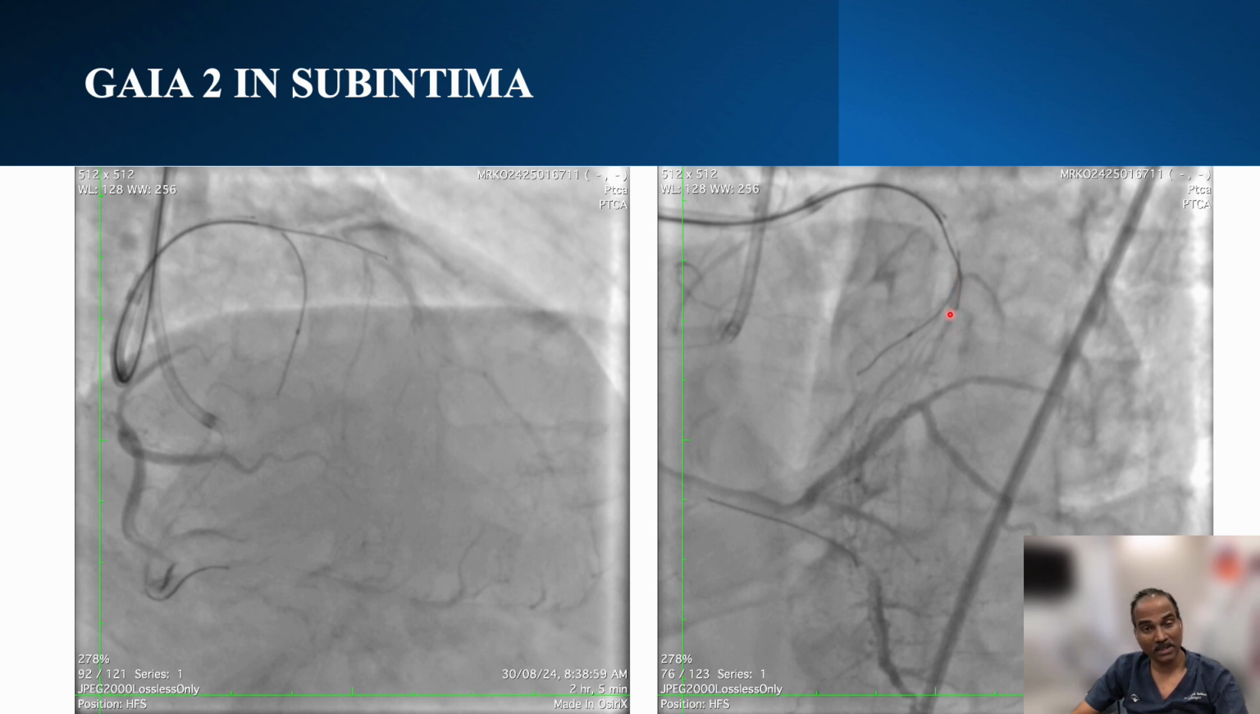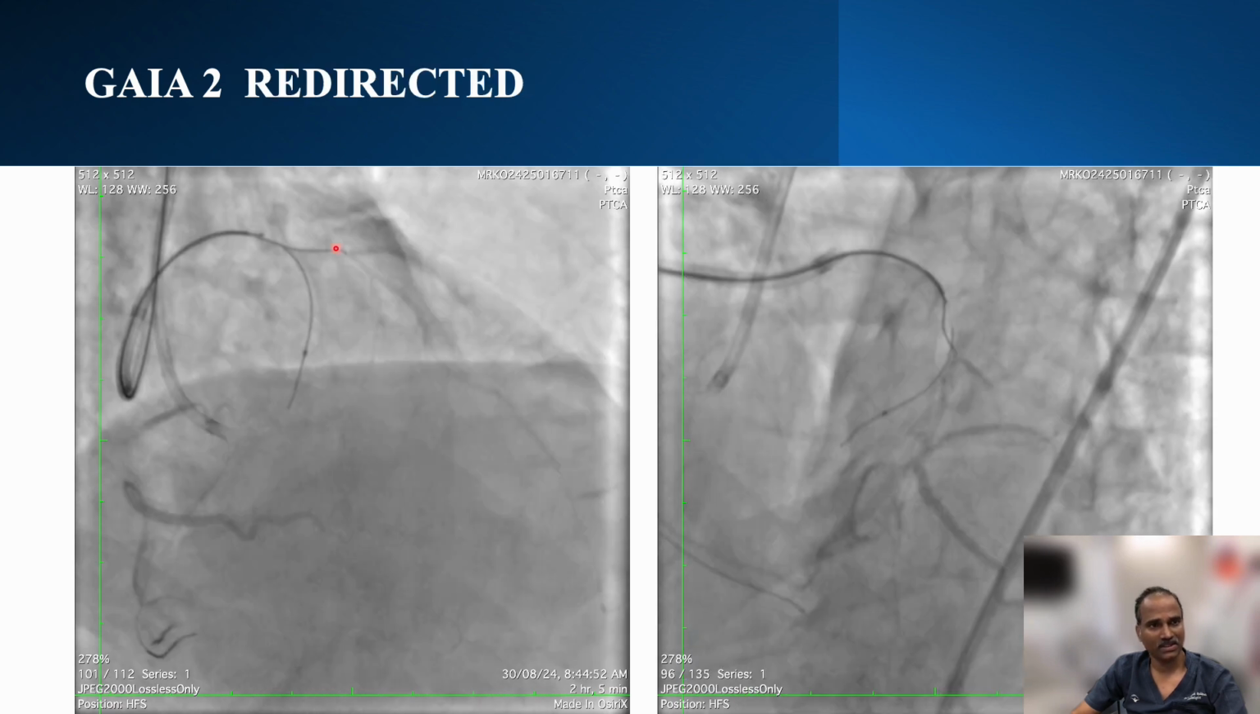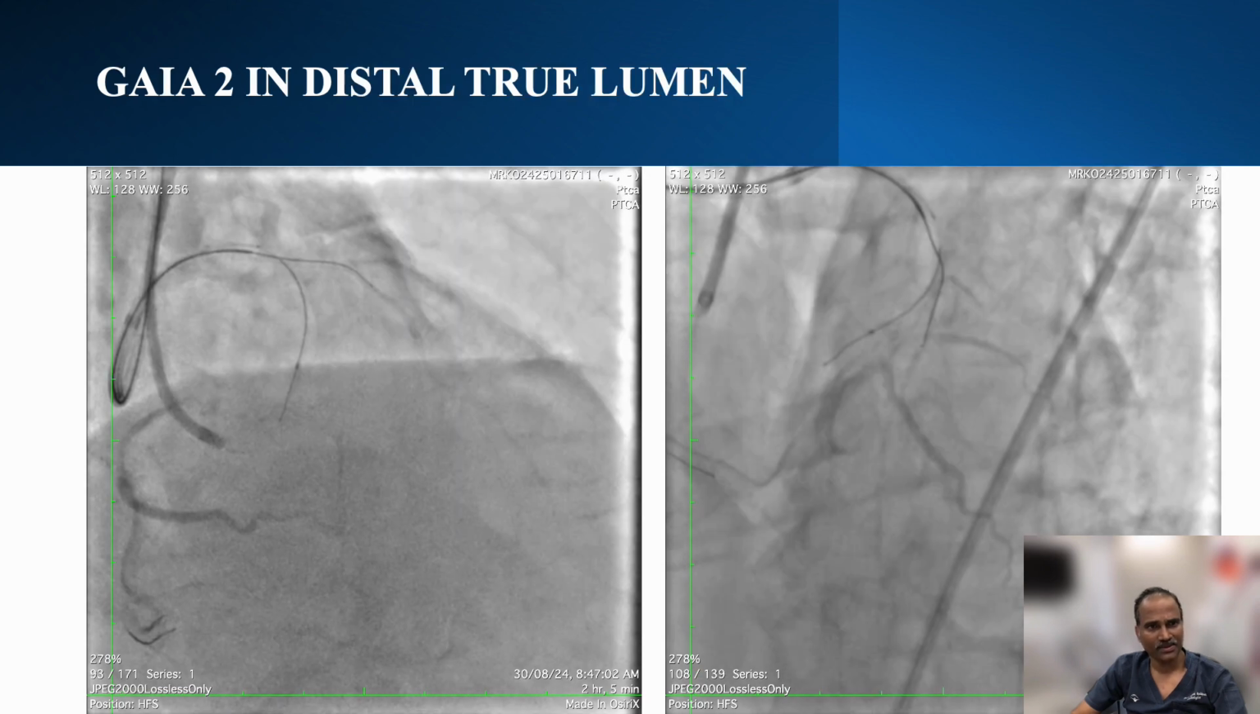If you enter like this, obviously you end up losing the diagonal. So the point here is that either we redirect the wire towards the distal cap, or we just go retrograde. So what we did was redirect the Gaia 2 wire. Now you can see the Gaia 2 wire is sitting exactly on the distal cap, unlike the past position which was quite medial to the distal cap. It's right on top of the distal cap. Now we entered and confirmed in two orthogonal views. You can see the wire is in the LAD, and in the RAO cranial also the wire is looking in the LAD.